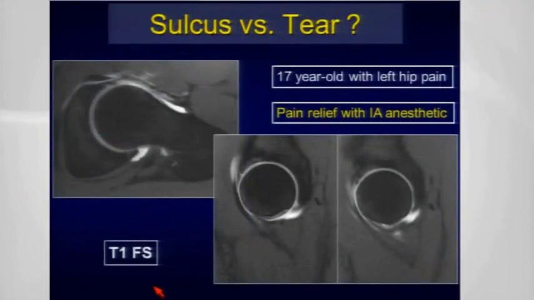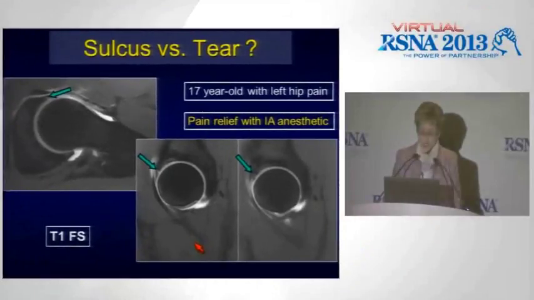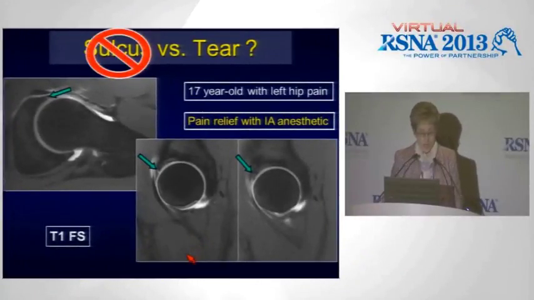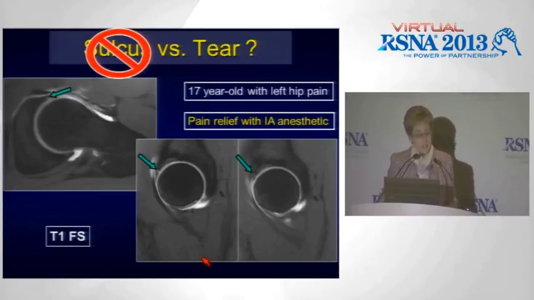This 17-year-old with left hip pain did get pain relief with intra-articular anesthetic. Let's look at these images. Our axial oblique images, we do see some high signal, probably a little bit too deep. We look at the subsequent sagittal images, and it's extending a little bit backwards. In the subsequent image, we see it's distorted and irregular, and therefore this is a tear. Now, in the majority of patients that we see, most of the cases are tears and not sulci. And also, it's helpful too by putting in the anesthetic. It can help the surgeon of whether they need to perform arthroscopic surgery.